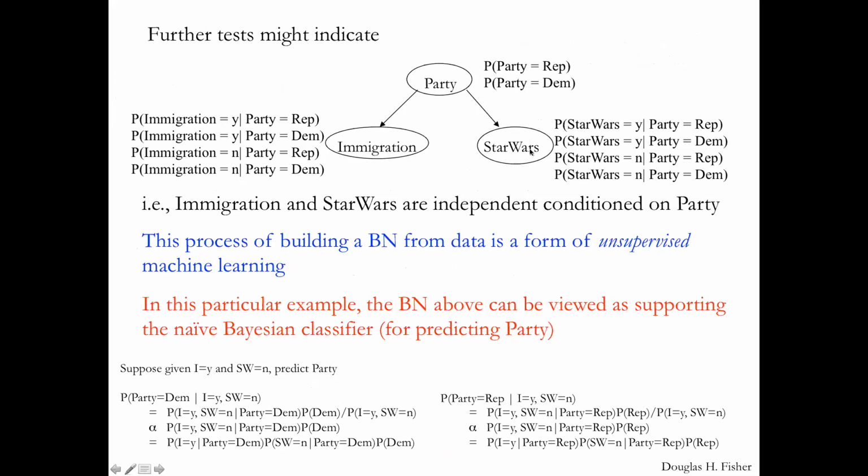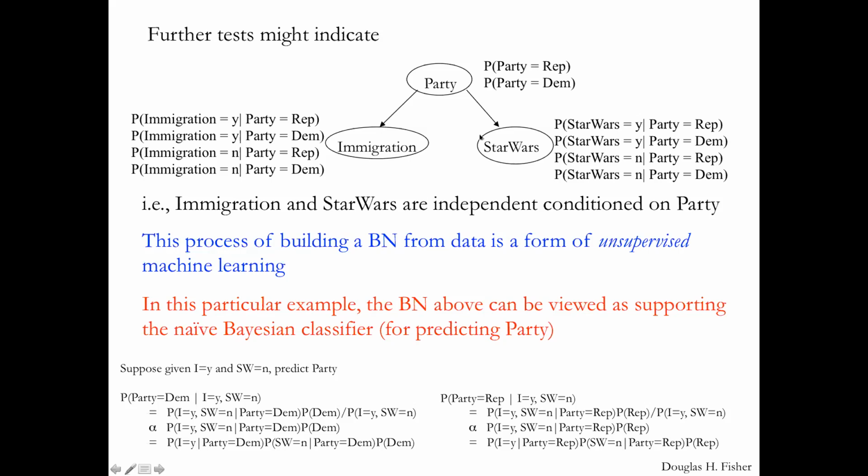The idea is that Star Wars is conditionally independent of immigration given party. Is Star Wars independent of immigration? If I hide this node and I ask you, is Star Wars independent of immigration? I would say no. Because if I know that somebody voted yes on Star Wars, I can tell you with high probability that I'm probably right, they voted no on immigration. Okay? And that's just from the data.